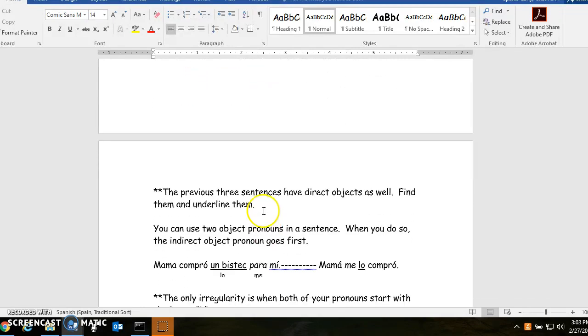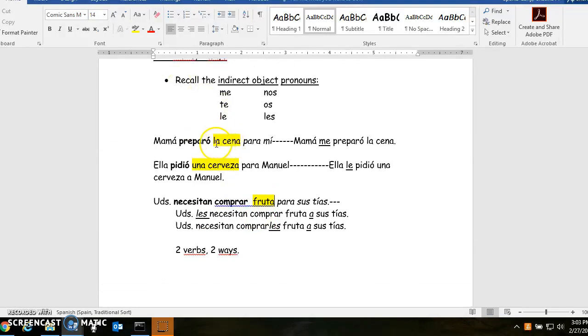So, my next sentence on this handout says that the previous three sentences have direct objects. I already found them for us.